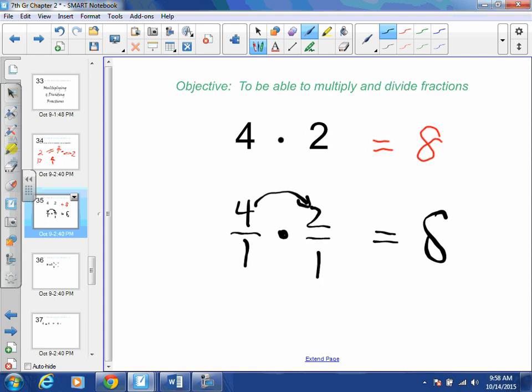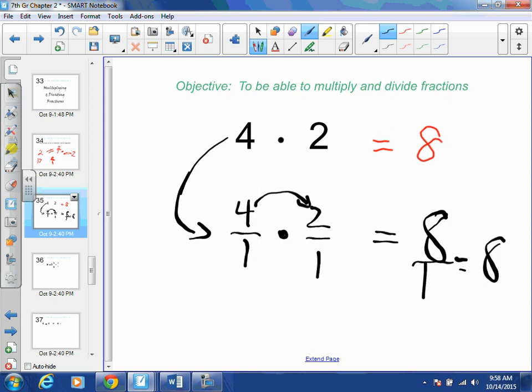So how do I get that? I multiply my numerators together and get 8. I multiply my denominators together and get 1. 8 over 1, 8 divided by 1 is just 8. So when we multiply fractions, we have just proved why what we do to multiply fractions works. We proved it with whole numbers.